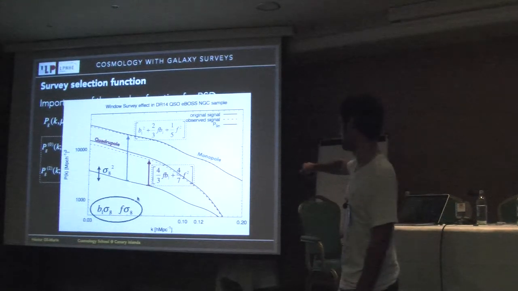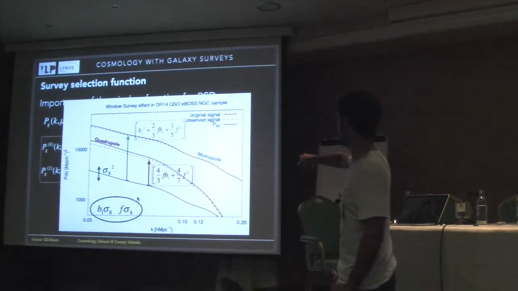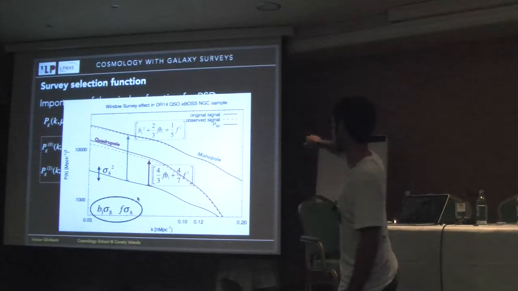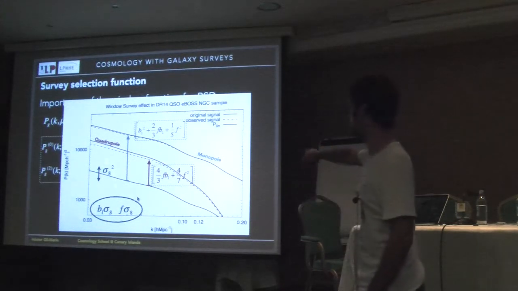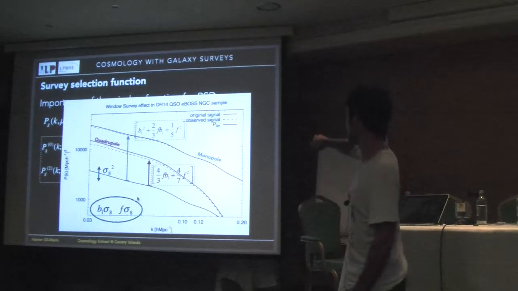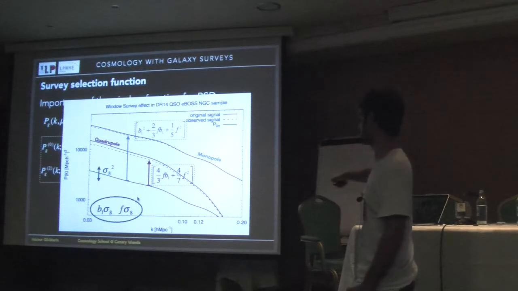And at that scale, the difference between our measured linear signal and our theoretical signal and the measured monopole is just going to be this one. And because we also have a freedom in terms of the amplitude of sigma 8, actually what we are going to constrain by measuring this difference is this times this, and same for the quadrupole.